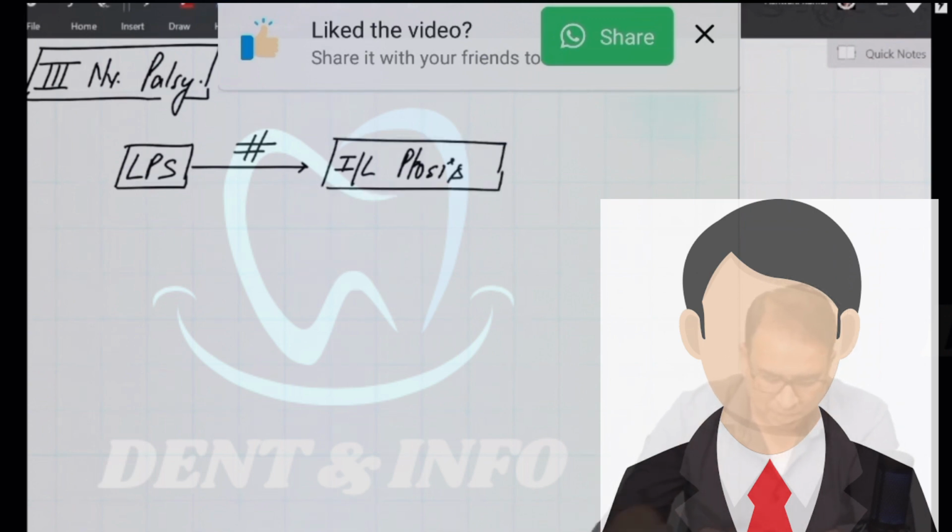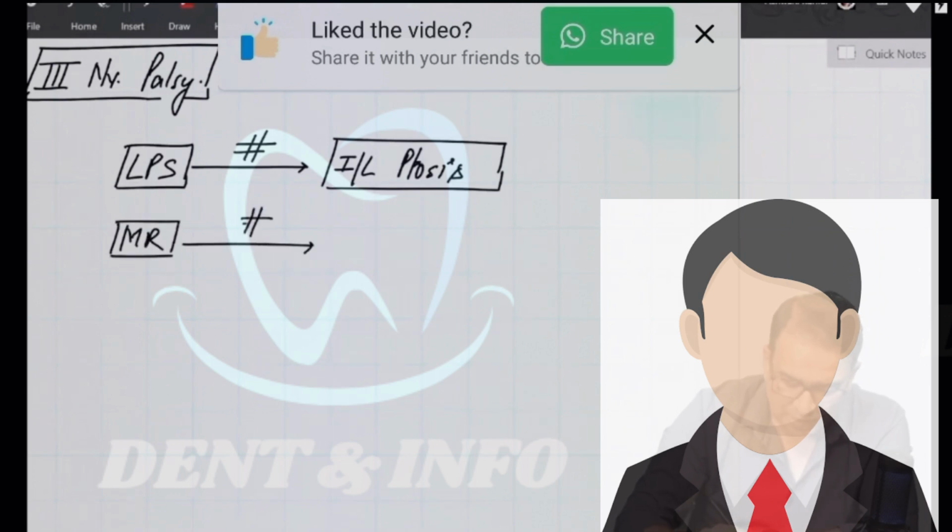That's one problem. Another problem: the medial rectus muscle. The medial rectus muscle is supplied by the third nerve only. We just saw that. Now the medial rectus is not working, but the lateral rectus is working, because the lateral rectus is supplied by the sixth nerve. The sixth nerve is working. So what will happen? Your eyeball will not stay in the midline. The eyeball will go toward the lateral side.